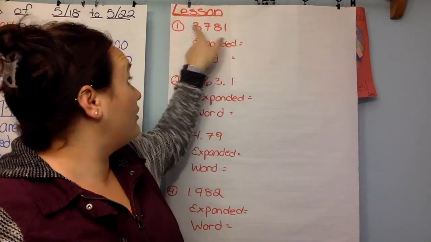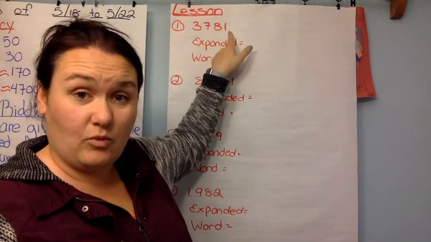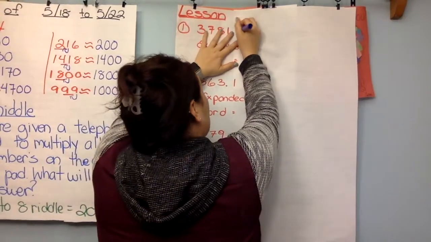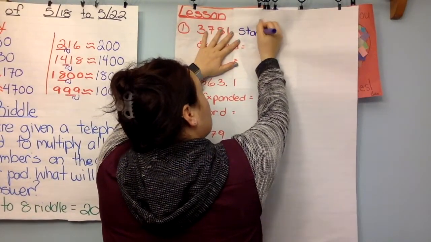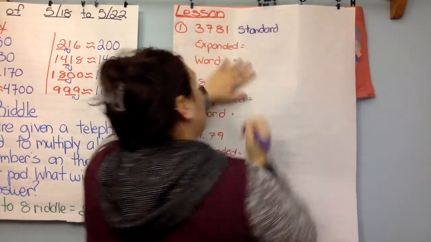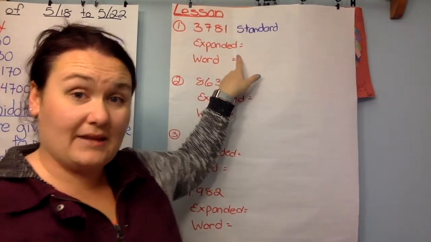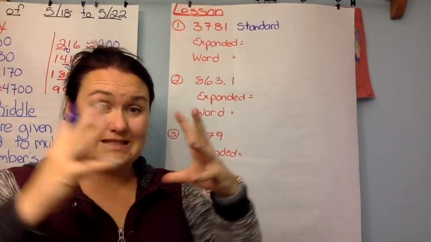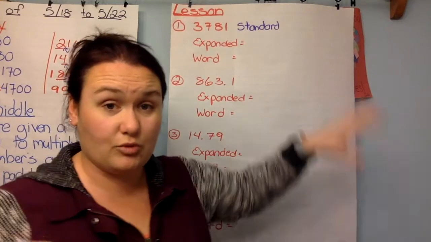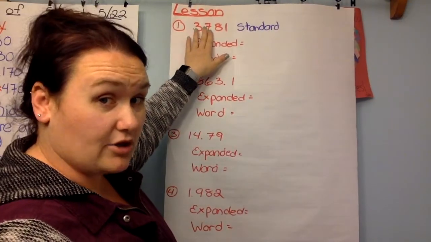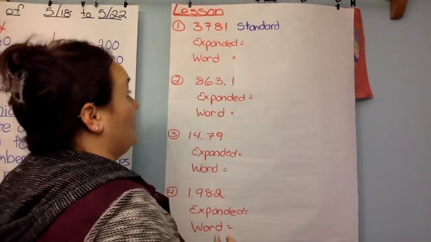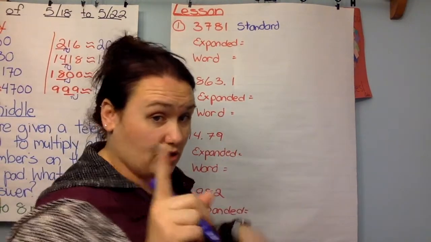We have 3,781. So that is already in standard form, so I'm just going to write that next to it. So now we're going to write it in expanded form. So if you remember, expanded form means expanding it out by the place value. So we're going to start all the way to the left with my largest place, and we're going to work down. Okay, so you can do this 2 ways. I'm only going to show you one today.